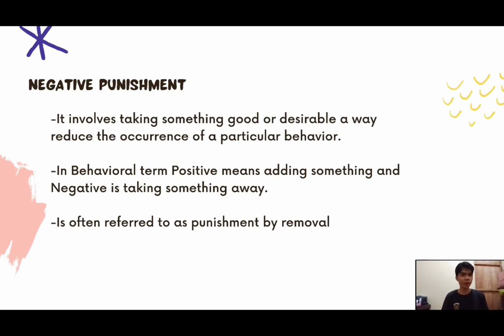Negative punishment involves taking something good or desirable away to reduce the occurrence of a particular behavior. One of the easiest ways to remember this concept is to note that in behavioral terms, positive means adding something, while negative means taking something away. For this reason, negative punishment is often referred to as punishment by removal.